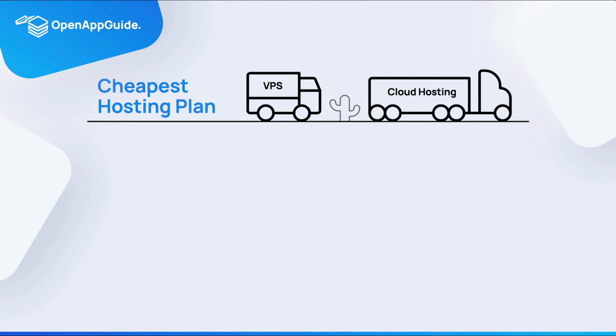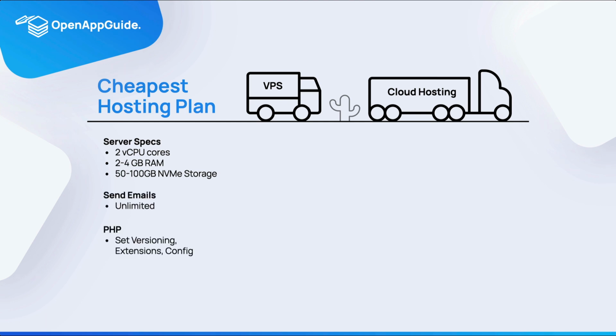So let me tell you what you should be looking for in either of these types of plans. Usually the base server specs for the cheapest plans are 2 CPU cores, 2 to 4 gigabytes of RAM, and 50 to 100 gigabytes of SSD storage. This configuration meets the recommended, not just the minimum specifications of all the open source applications that I'm aware of. And because you've gone beyond the shared hosting plans, you have the ability to send unlimited emails for your newsletters, and you have the ability to set versioning, extensions, and configuration per application or per site that you're running.